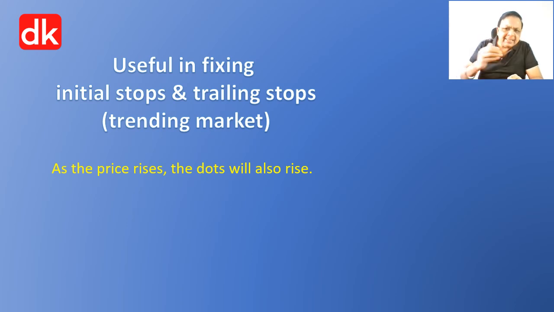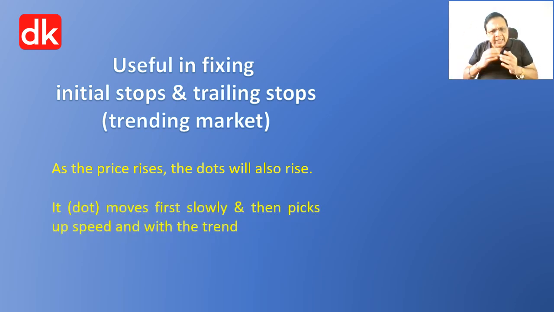As the price rises, the dots will also rise. So it helps in fixing the trailing stop loss. Your concept will be further clear when we go to the price chart in today's session and discuss how these dots move and what condition comes in the market when the dots start appearing in the opposite direction. That is, if it is appearing below the price candle, it starts appearing above the price candle.